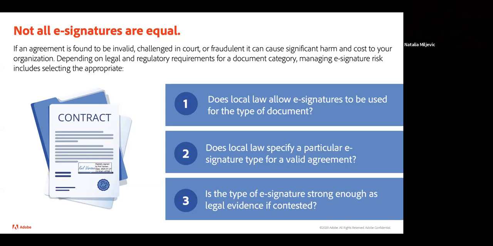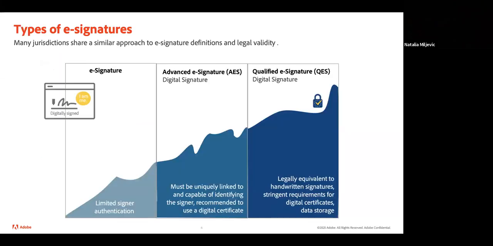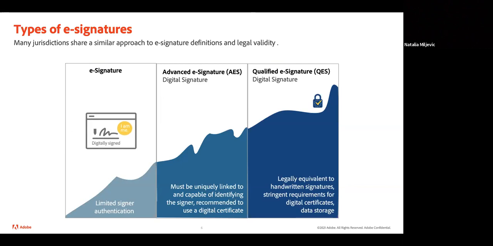So does local law allow e-signatures to be used for that type of document? Does local law specify a particular e-signature type for a valid agreement? And does the type of e-signature provide sufficient legal evidence if contested? So let's have a look at three different e-signature types. Generally, there are only three electronic signature types. Of course, this does vary from region to region.